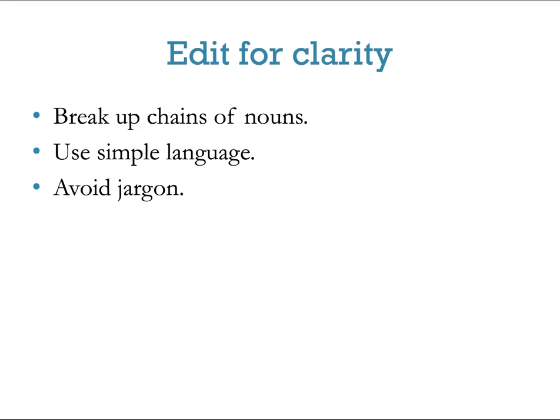Edit for clarity. This is our last strategy for writing concisely and clearly. Are there chains of nouns? Break those up. Use simple language. Avoid jargon. I should probably start a discussion board of jargon and business phrases and technical phrases and scientific words we hate the most, because there are certain jargon phrases that I absolutely despise, like, it is what it is. Well, of course it is what it is. What else would it be?